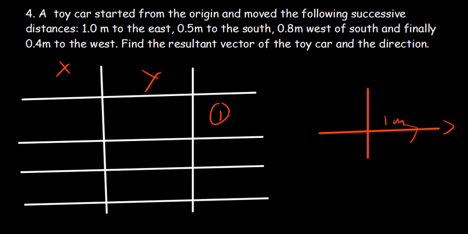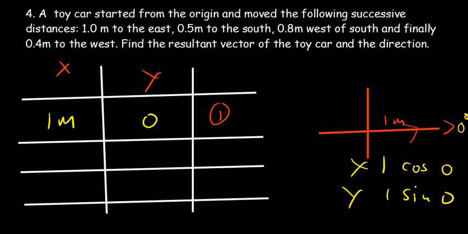So that one is direct. You have 1 meter. For the y, it's 0. If you want, you can try it out. The angle there is 0. So you can say 1 cos 0, 1 sine 0. This is for your y, that is for your x. You find the same answers here.